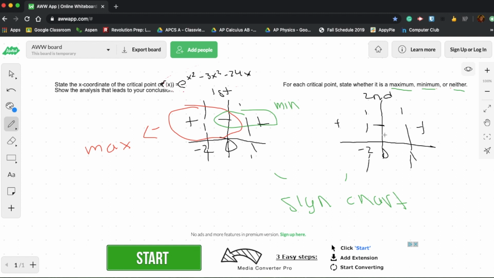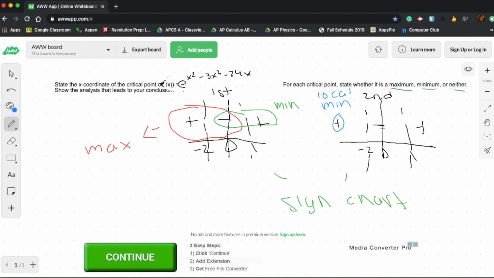Now let's go to the second derivative test. The second derivative test basically states that if a point is above the x-axis, that means that it is a local minimum. And if a point is below, maybe use a different color, let's use purple, this indicates a local maximum. That is the difference between the first and second derivative test.